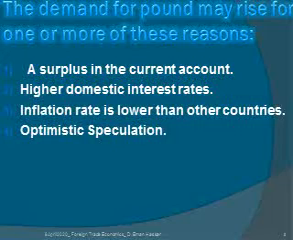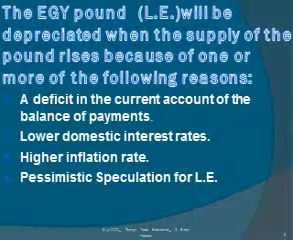The fourth reason in this point is optimistic speculation. When the speculators find that the value of the home currency is going to be better, then they have optimistic speculation and they are not going to escape from the home currency, and it's better for our currency and increases the demand for the Egyptian pound or lira.